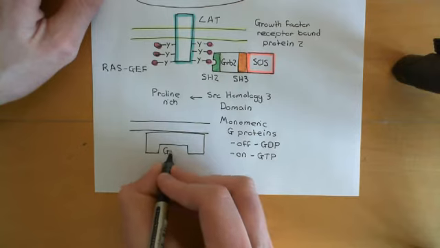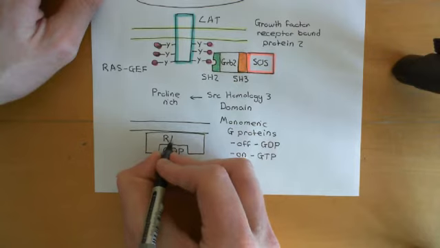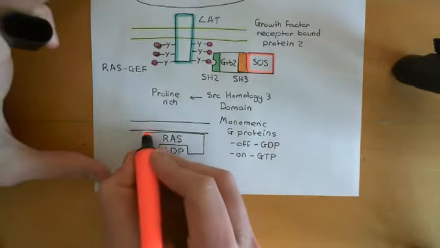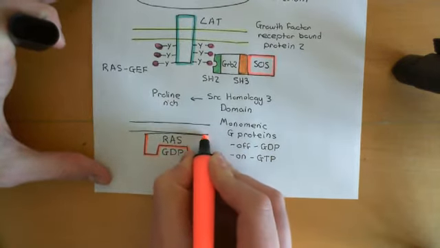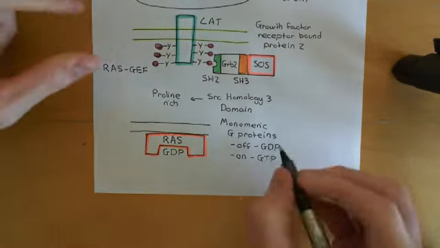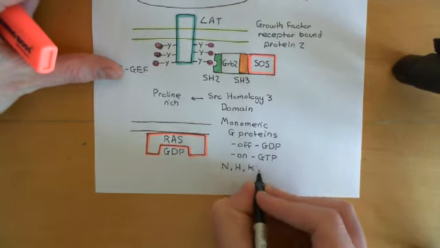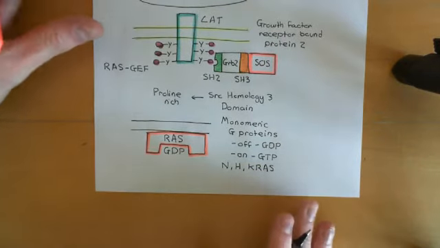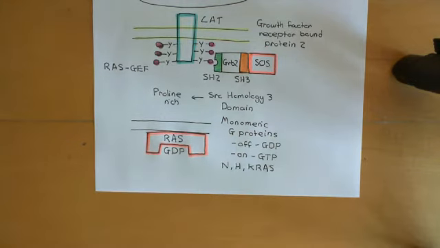Now initially the Ras protein is going to be in the off state, and it's going to have guanosine diphosphate bound to it. So here is our Ras monomeric G protein. Okay, so I'll colour in the Ras monomeric G protein in red. Now I should say that there are multiple different types of Ras monomeric G proteins. Okay, there is what's known as NRAS, HRAS, KRAS. These are all different types of Ras monomeric G proteins. However, for our purposes, they all do exactly the same thing, so we're just going to abbreviate them all down to Ras monomeric G proteins.